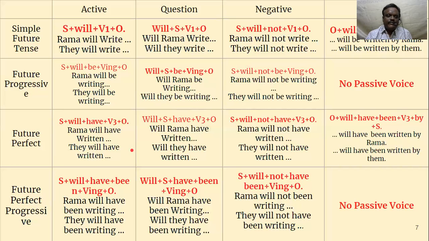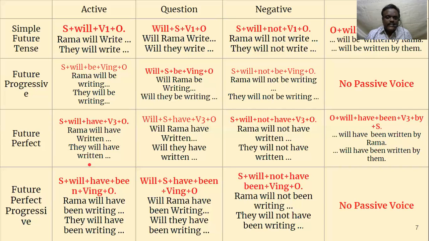In the same way, if it comes to future perfect tense, same rule. It is almost all like present tense only. There we use have or has, but here directly we use have. There is no need of using has. So will plus have plus V3. Rama will have. In present tense, Rama has written, but here we are going to use have. Rama will have written a letter. They will have written a letter.